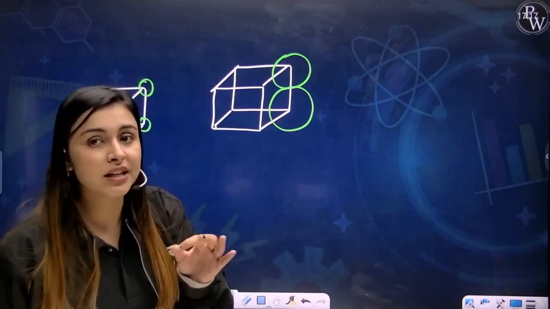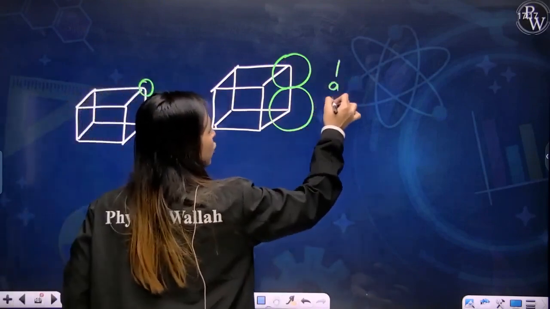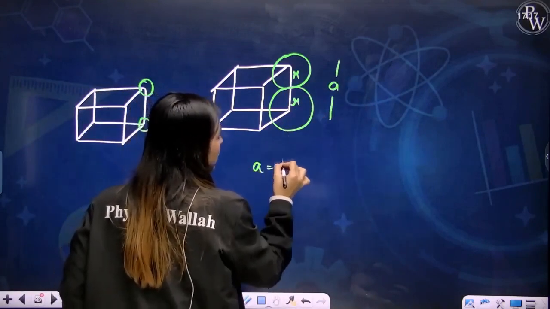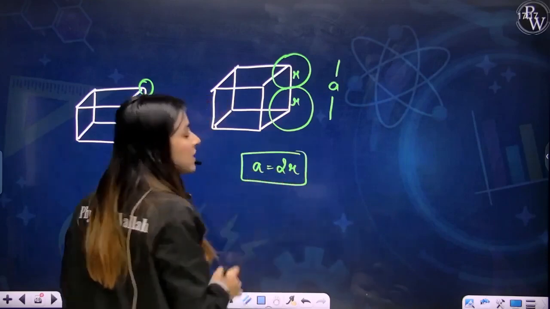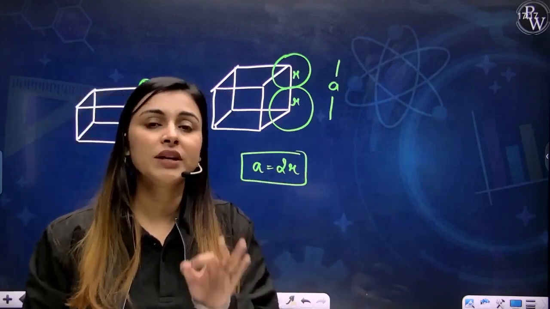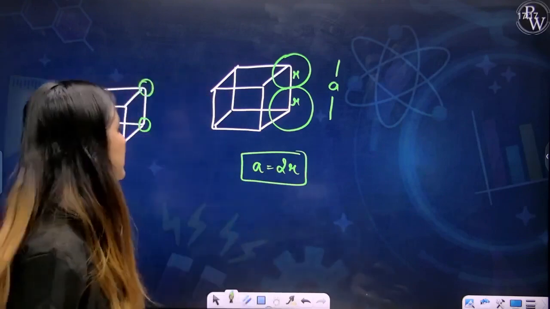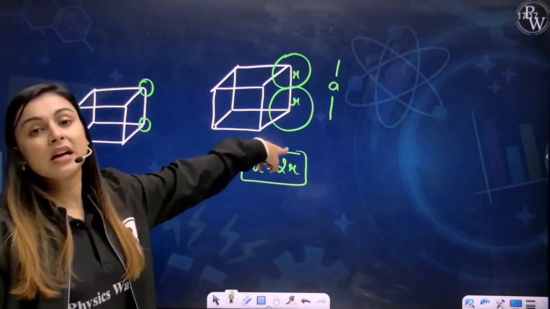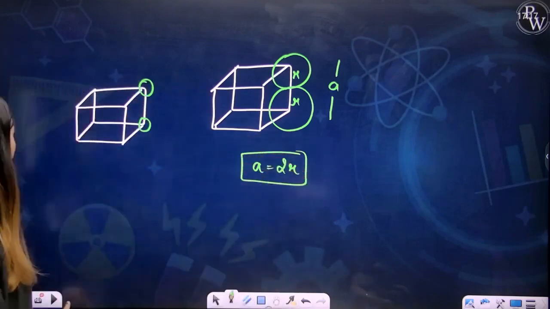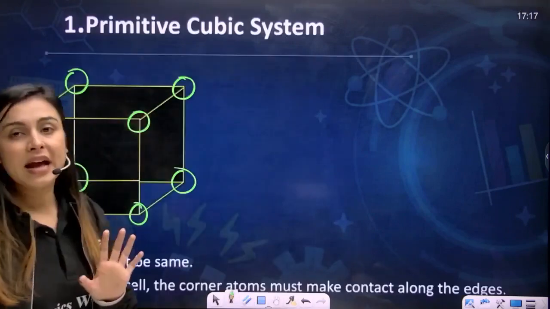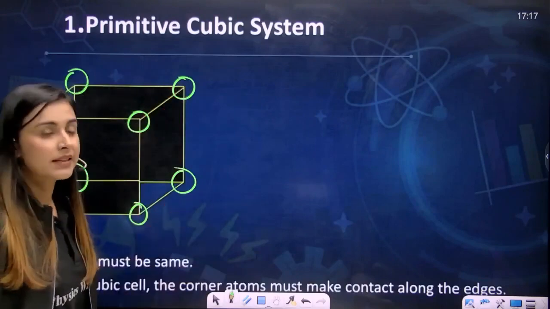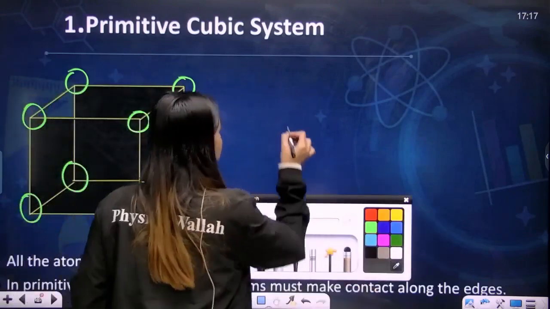And if they are touching each other, and this is the edge length of your cube, and this is the radius of the atoms, then your a will be equal to 2r, right? Yes, since they are touching each other. So this is something you need to keep in mind, that we draw it like this, but in reality, the atoms are touching each other along the edges in a primitive unit cell. Now, my dear students, I have drawn this, and you know that these both are touching each other in reality, right? So the actual picture would be, I'll make just one edge.